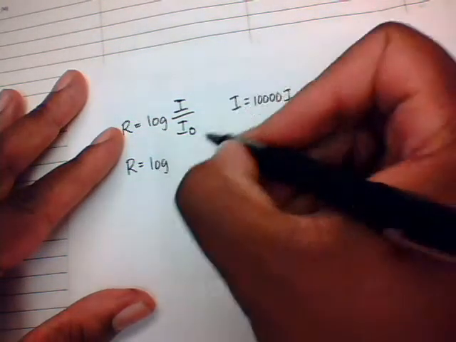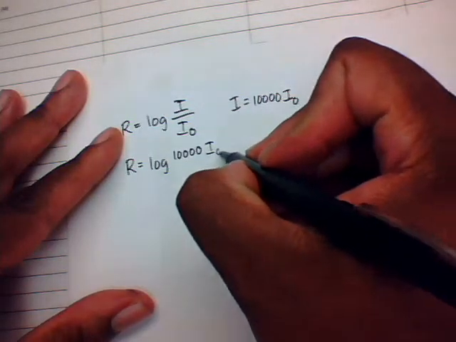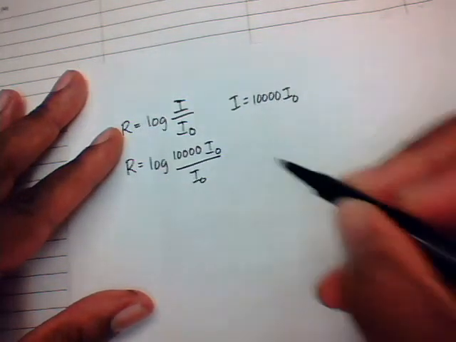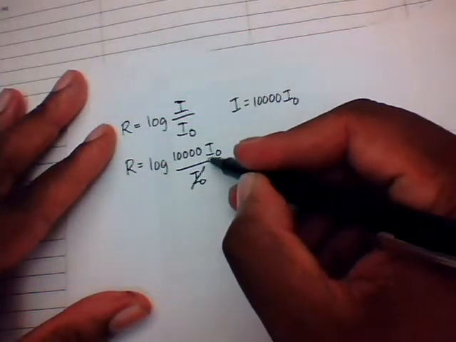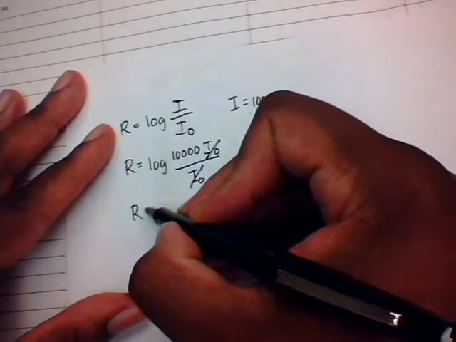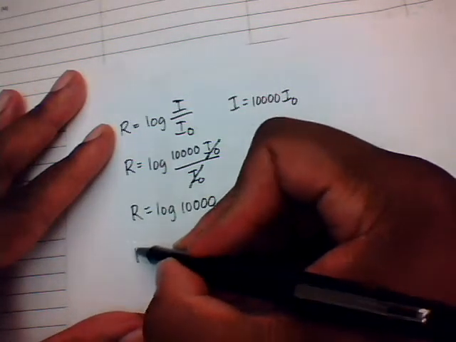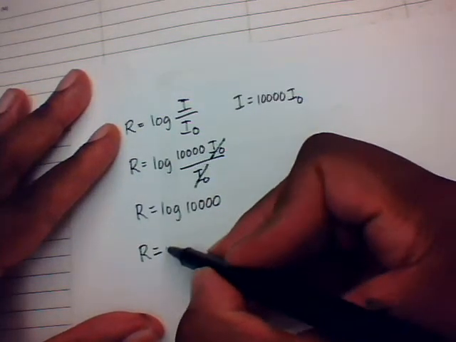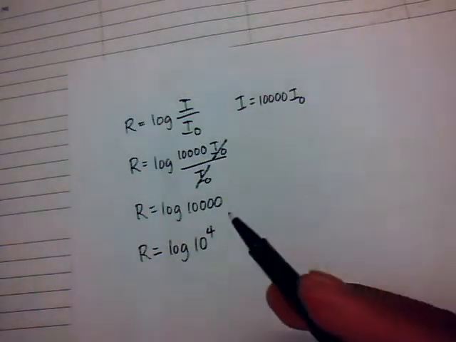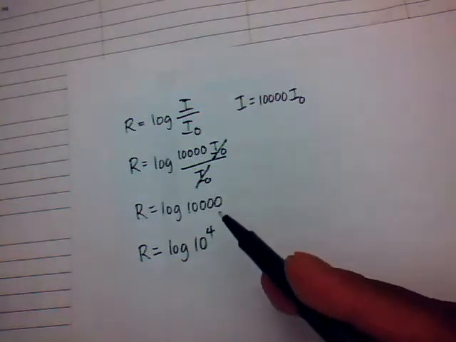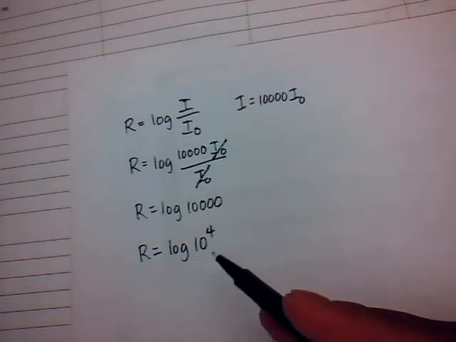And that's going to be log of I, which is in this case 10,000 I sub 0, divided by I sub 0. Okay, now the I sub 0's divide out. You're left with R is equal to the log of 10,000. Now what I'm going to do here is rewrite 10,000 as a power of 10. As you can see, in 10,000 there are 4 zeros, so 10,000 will be 10 to the 4th. So I have R is equal to the log of 10 to the 4th.